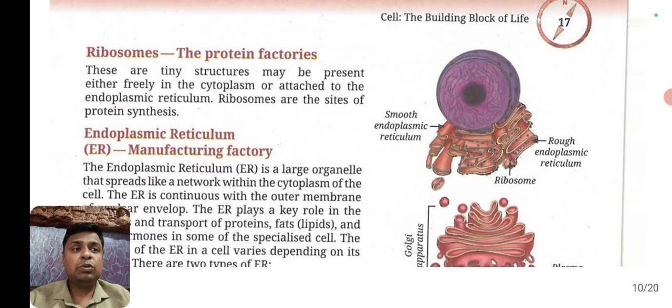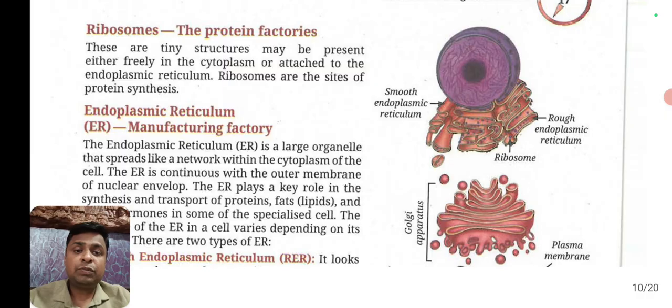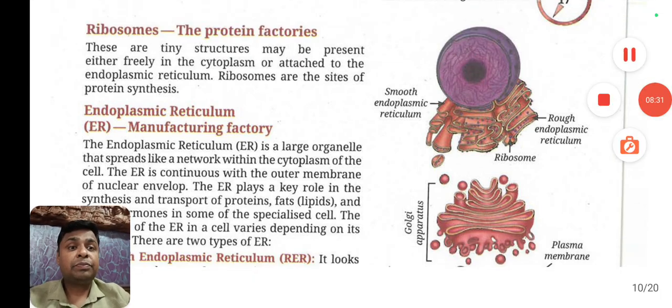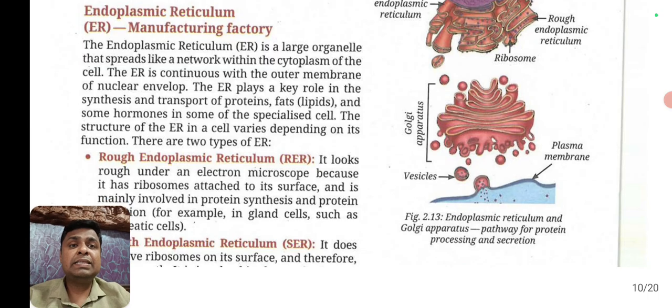Now what is a ribosome? So second part is ribosome. First we saw what is inside the nucleus. Now we are going ahead. Ribosome. So it is a protein factory. What does it do? The name tells us, protein factory. It makes protein, different types of protein, according to the information that is present. Okay. Now, these are tiny structures, freely available. These are sites of protein synthesis.